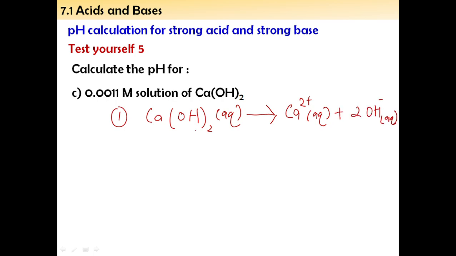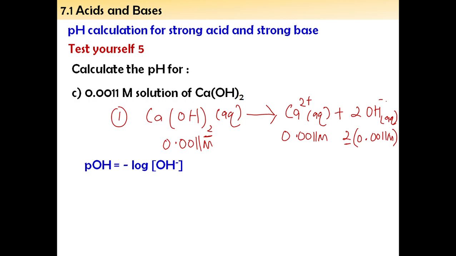Sebab ada 2, jadinya kat sini 0.0011. This one is 0.0011 M. Okay, how about this? 2 times 0.0011 M. So jangan lupa ada 2 kat sini. Jadi ini sama juga, since awak ada OH-, awak boleh kira pOH dulu. Lepas tu barulah buat relationship ini.